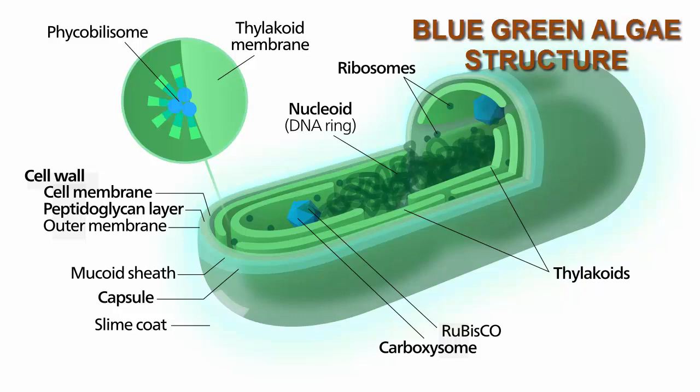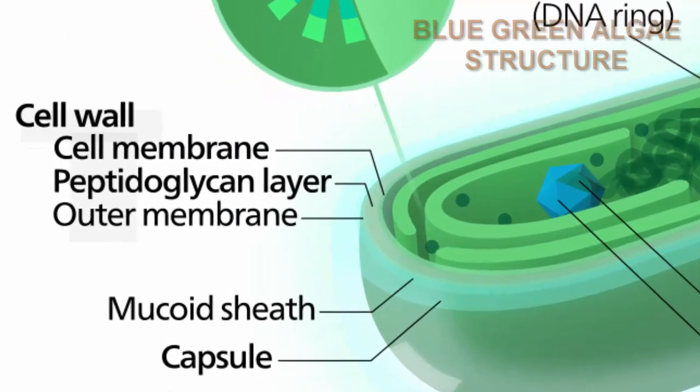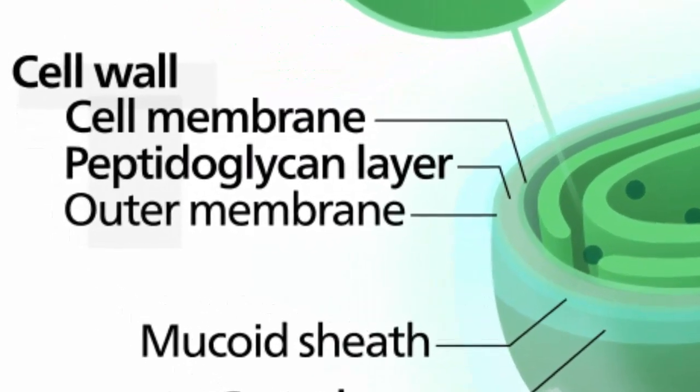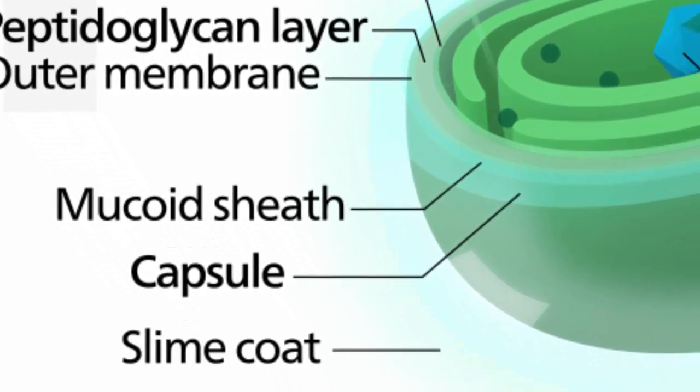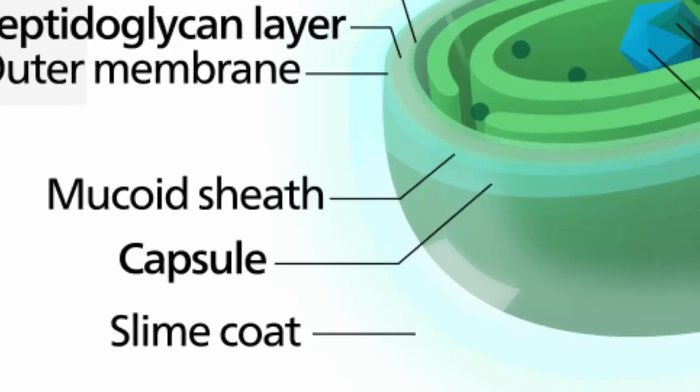Let's start with the cell wall, which is made up of peptidoglycan, a combination of proteins and carbohydrates common in bacteria. Take note that cellulose is the primary material found in cell walls of higher plants. Here, there is an additional layer consisting of mucoid sheath, capsule, and slime coat. These are sticky polysaccharide material mostly for adhesion or allows gliding movements in solid surfaces.